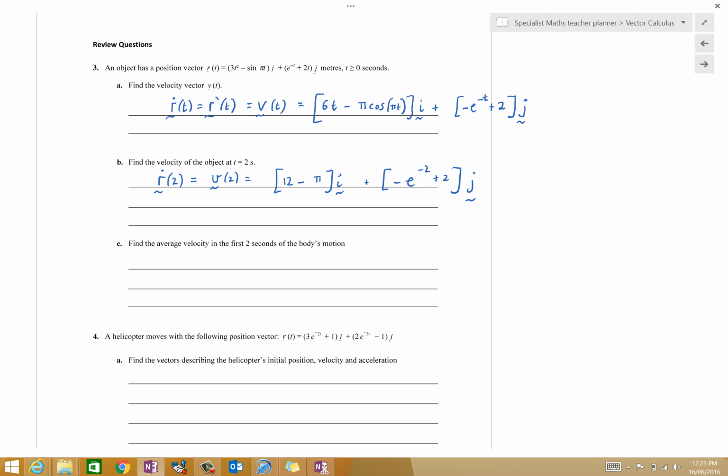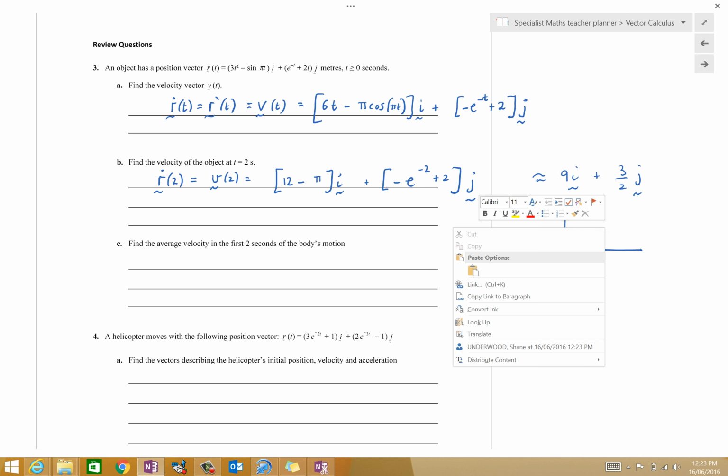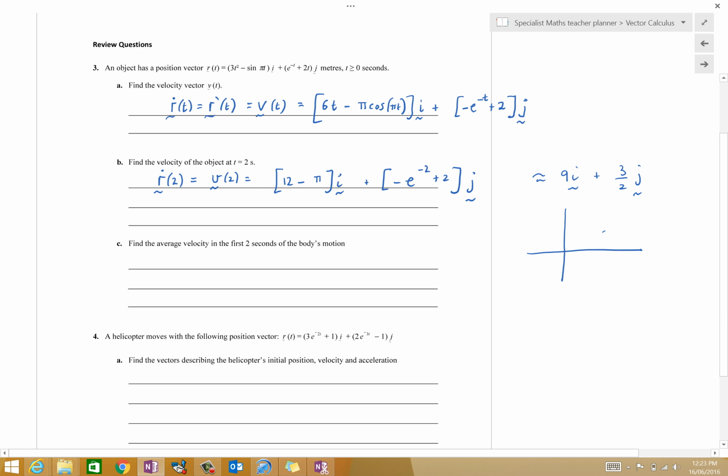So in other words, let's just say that that was approximately 9i plus 3 over 2j. That means that at that instant, we've got more component there, less component there. We could be saying that the velocity at that point is in that direction, for example. All right, that's pretty much all it's saying. And it has a magnitude.